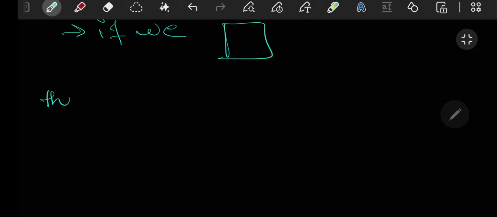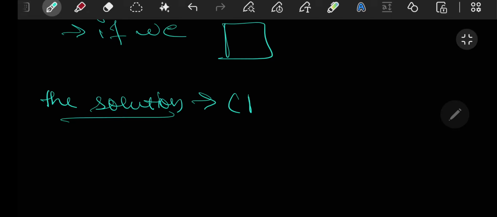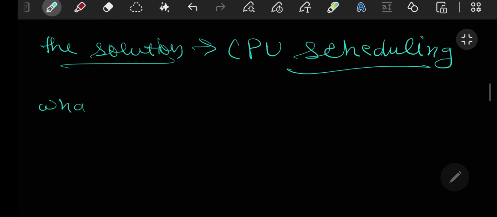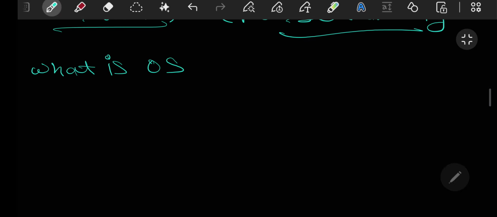The solution that we arrived at is CPU scheduling, the topic of today. But before teaching you CPU scheduling, I want to tell you what an operating system is. Operating system exists largely to manage the huge speed mismatch between the CPU and everything else in the computer. Let me write the definition.